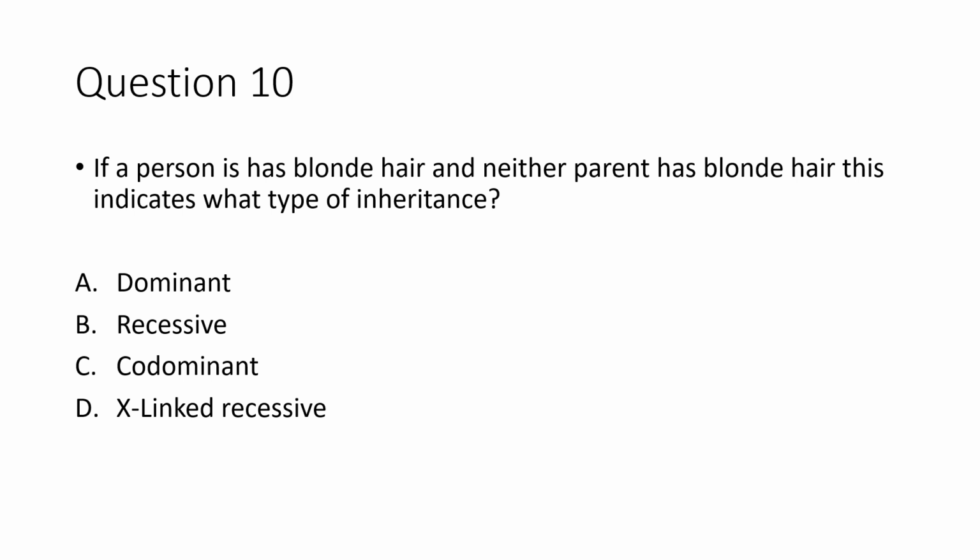Question 10. If a person has blonde hair and neither parent has blonde hair, this indicates what type of inheritance? A, dominant. B, recessive. C, codominant. D, X-linked recessive. The answer is B, recessive.